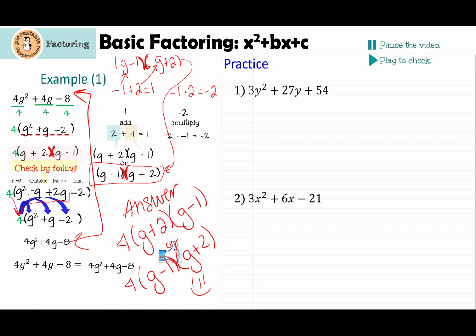Yay! Here are 2 for you to try. What I need you to do is pause the video. I want you to do the factoring. Some of them might have a greatest common factor, maybe not. And then when you're done, press play to check. So you need to pause now and factor.